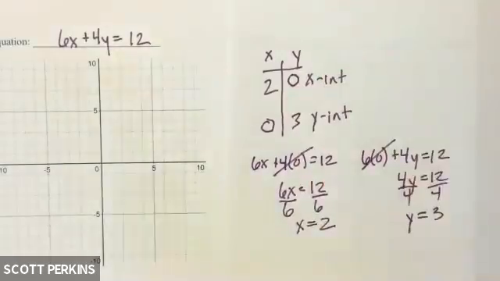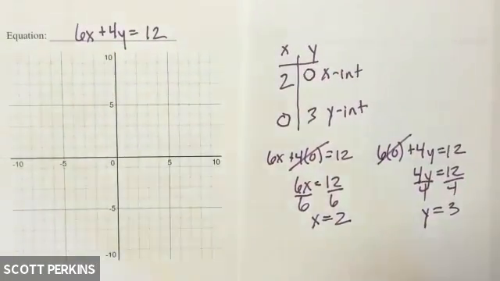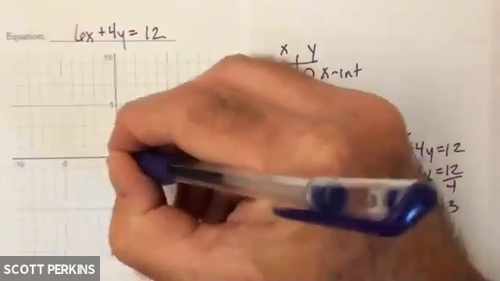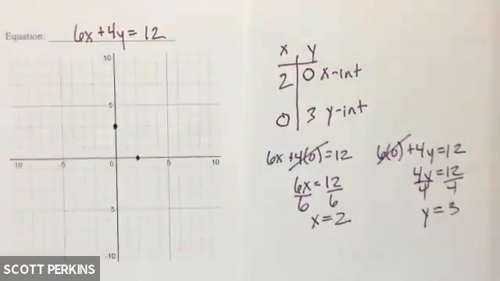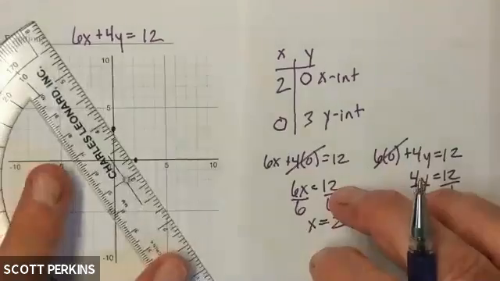So there we go. And now I'm going to plot those 2 points. The first one's 2, 0. The second one's 0, 3. And that's my lovely line right there.